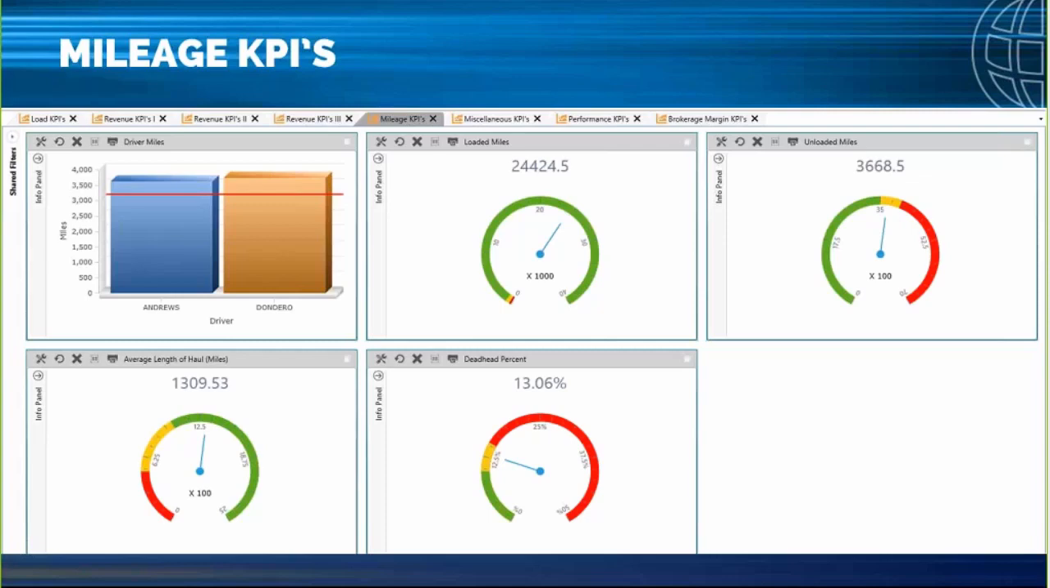Loaded miles. Just what it says, we can look at any time frame to see what are our loaded miles for a specific time frame, unloaded miles for a specific time frame, average length of haul on the bottom left, deadhead percent. An extremely key indicator, so you can track in real time what is your deadhead percent, what is it for today, what is it for this week, what is it for this month, and your dispatchers can work to minimize that or lower that.